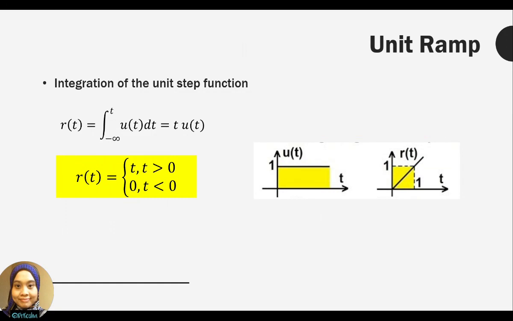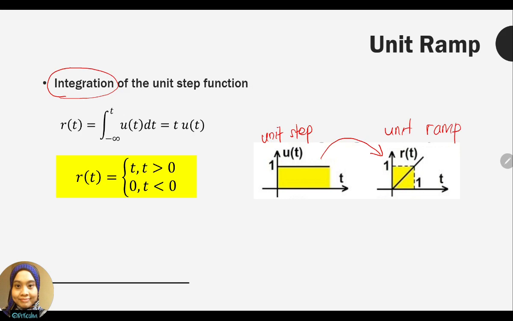Okay, this is the unit ramp. Just now we learned about the unit impulse function. The unit impulse function is actually the differentiation or derivative of the unit step function. But the unit ramp is the integration or integral of the unit step function. So by definition, we can convert this unit step function to be the unit ramp.